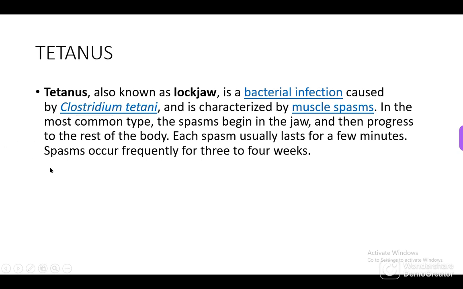Tetanus is also known as lockjaw, very famous in layman's language. It's a bacterial infection caused by Clostridium tetani, characterized by characteristic muscle spasm in different parts of the body. The most common type of spasm begins in the jaw and then progresses to the rest of the body, so it is centrifugal in distribution. Each spasm usually lasts a few minutes, then relaxes, then spasm, then relax, then spasm. Spasms occur frequently for 3 to 4 weeks.